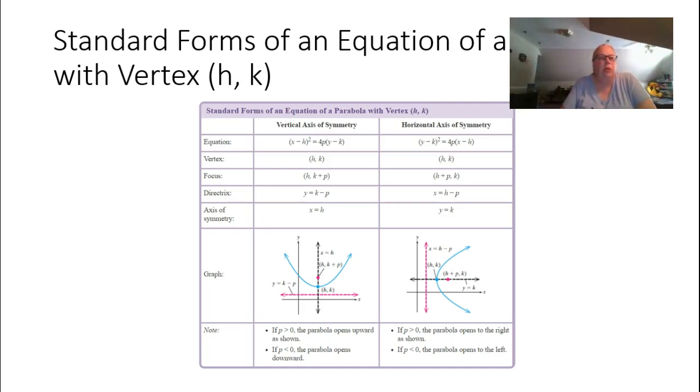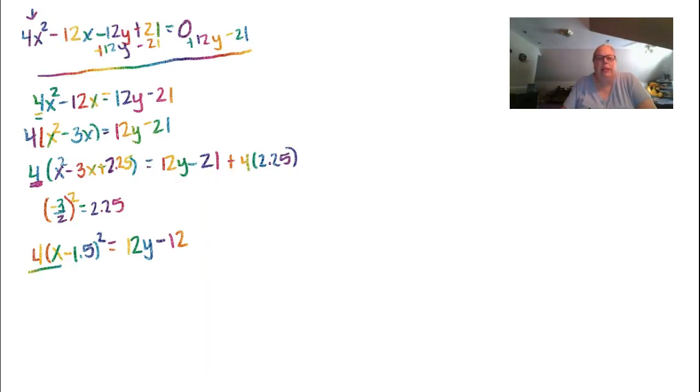So what I'm going to do next is I'm actually going to divide that 4 away so that there's no coefficient out here in front of my squared term. I'm going to divide here, and we're going to divide here. That's going to leave me with x minus 1.5 squared equal to 3y minus 3.